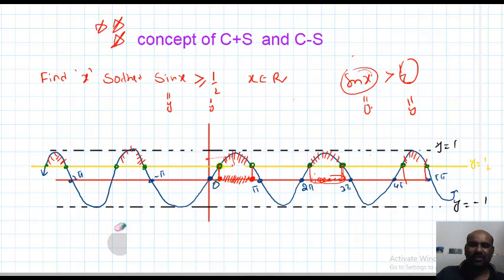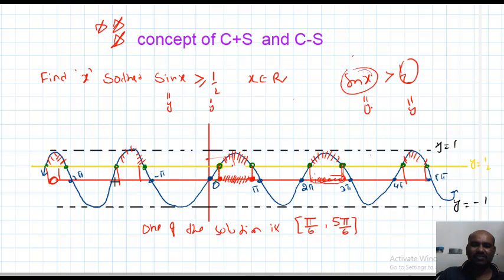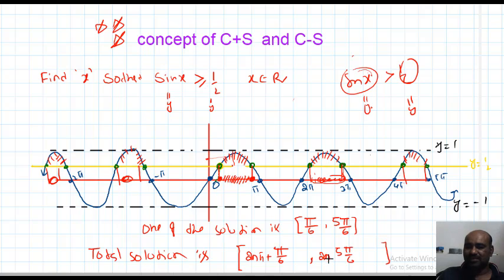First of all, write one solution which is between 0 to π. Write one solution of the problem. One of the solutions is the closed interval [π/6, 5π/6]. Now I want to generalize. I want to write all intervals in a union. So all these x values should be the total solution. Just add for this interval: for this least value, add 2nπ, for this highest value, add 2nπ. So my final solution is the closed interval [2nπ + π/6, 2nπ + 5π/6]. This is the least, this is the greatest.